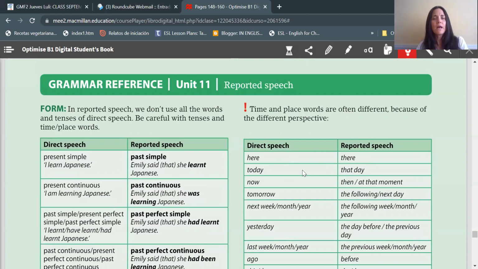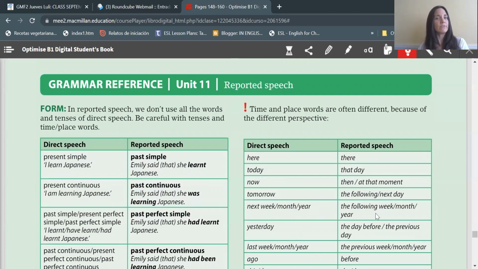Good. And the same will happen with today. It will become that day, or now it will become then. And then here means en ese entonces, yes? And now can also be at that moment. Tomorrow would become the following day or the next day. If you have in direct speech next week, next month, or next year, in reported speech is going to be the following week, the following month, or the following year.